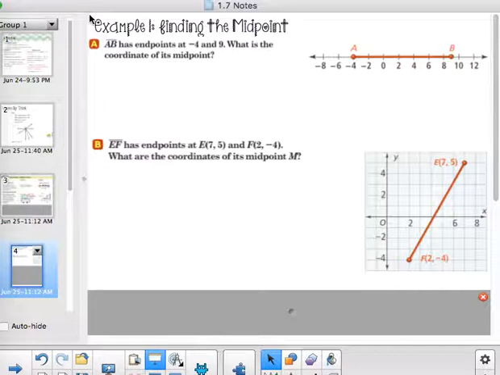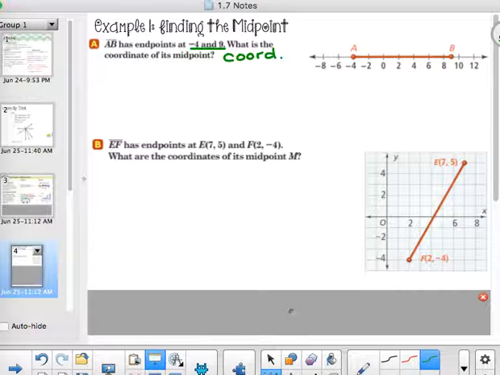Let's do an example. And we're going to show our work algebraically because that is always an expectation that I have of you. Segment AB has endpoints of -4 and 9. So these endpoints, these values right here, these are the coordinates. What is the coordinate of the midpoint?